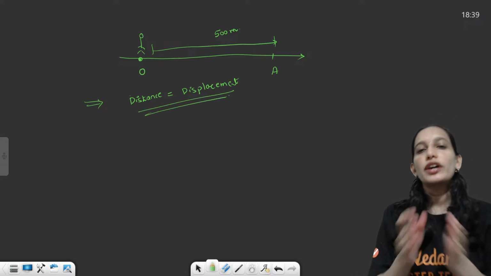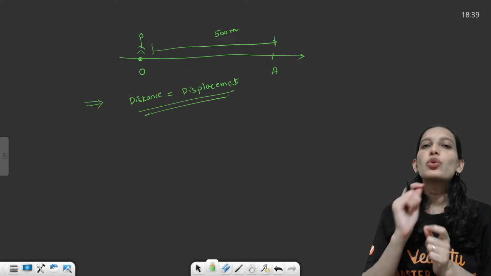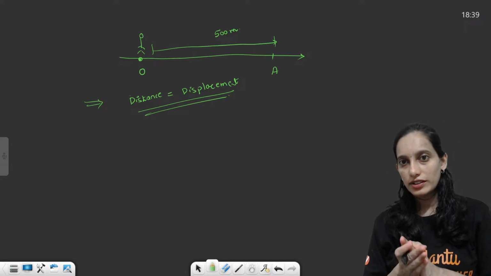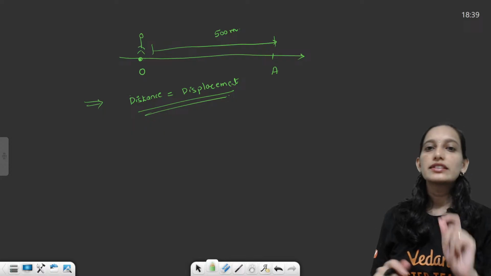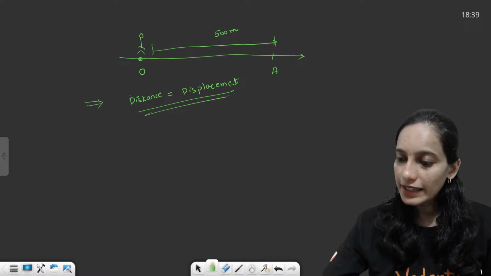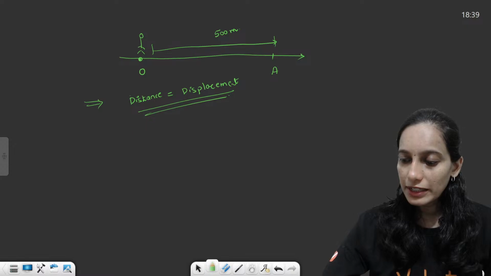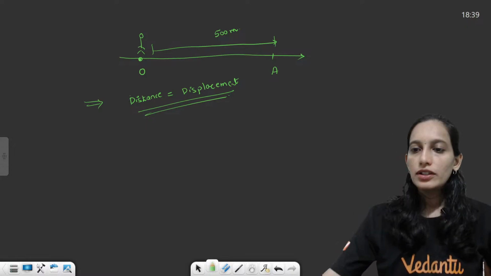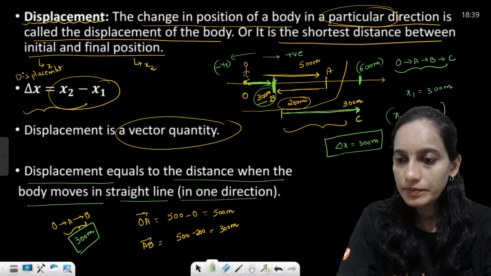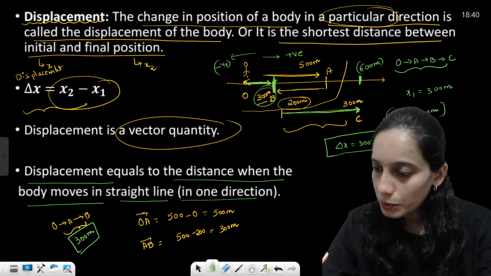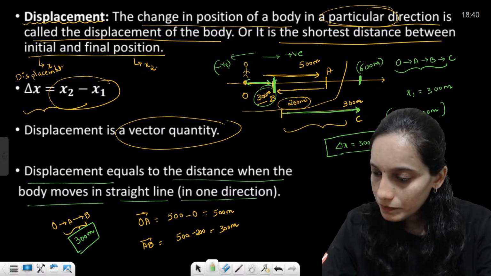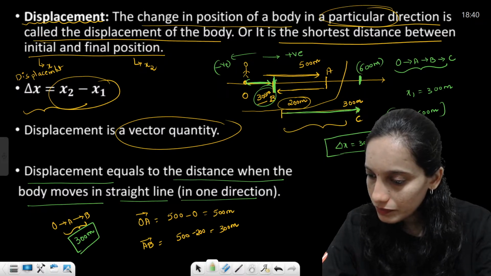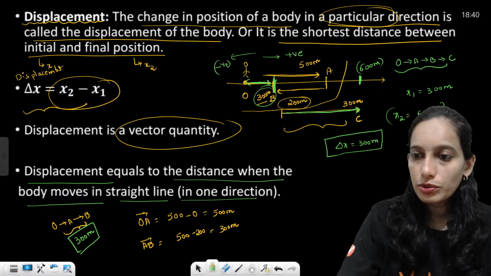So if the motion is only along one particular direction without changing the direction of motion, then we can say that the distance traveled will be same as your displacement. Okay, so hope we can go ahead quickly. One response in the chat box, please. Okay, so moving ahead.